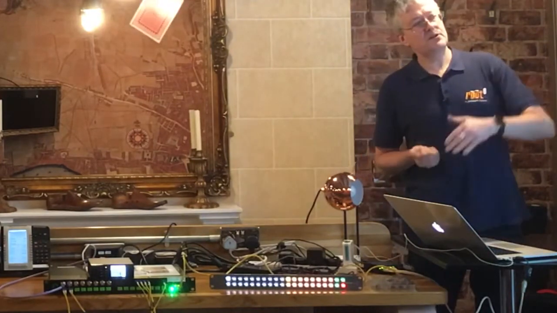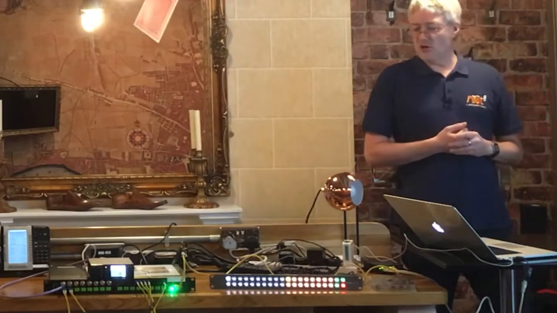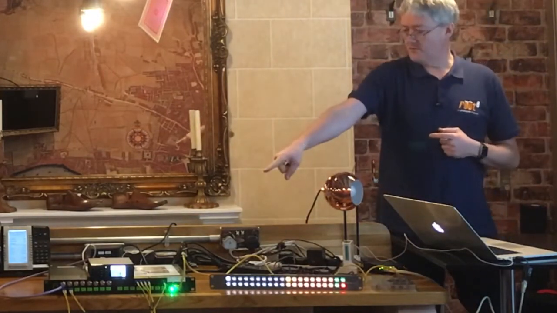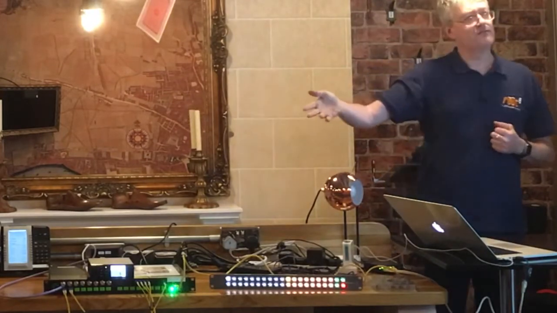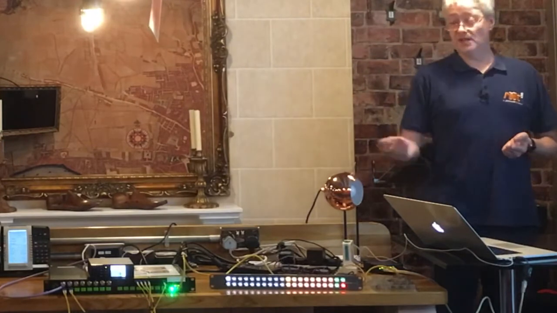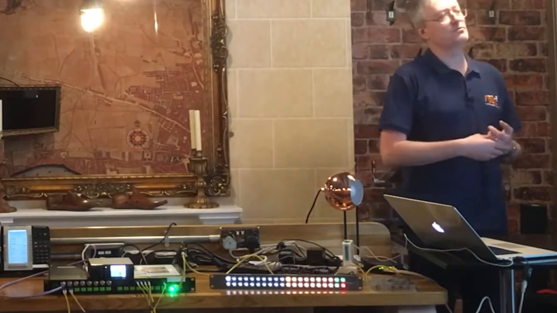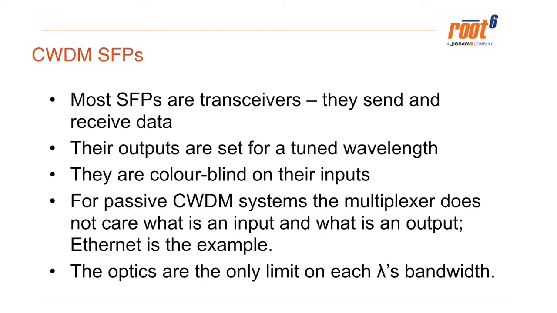And in the case of CWDM SFPs, their outputs are set for a tuned wavelength. So in the case of the ones that I'm showing today, carrying this video signal up and down this fiber many times, I've gone between 1290 and 1350 nanometers. They're the ones I pulled out of the box when I was setting this up this morning. The important thing to remember is that all SFPs are colorblind on their inputs. They don't care what wavelength they receive. And that's how this all kind of works, really.